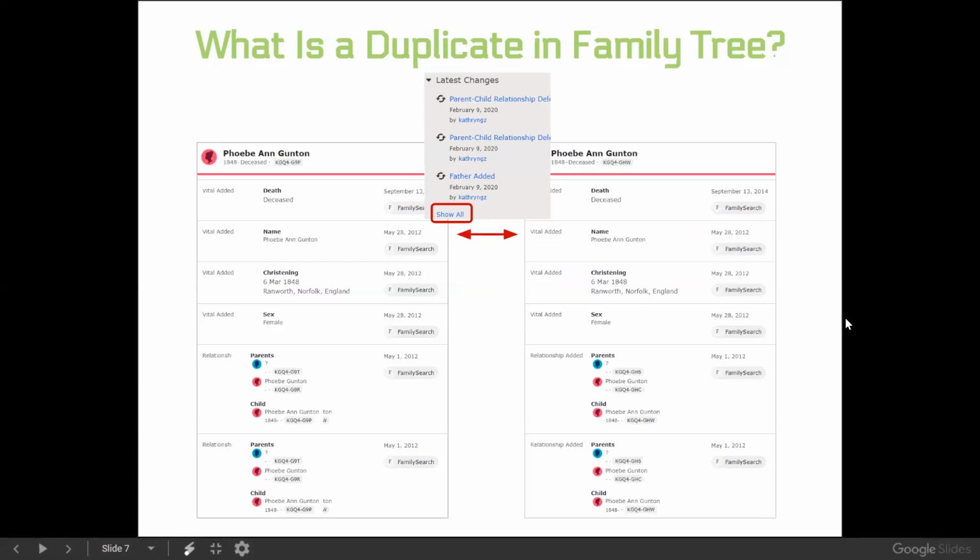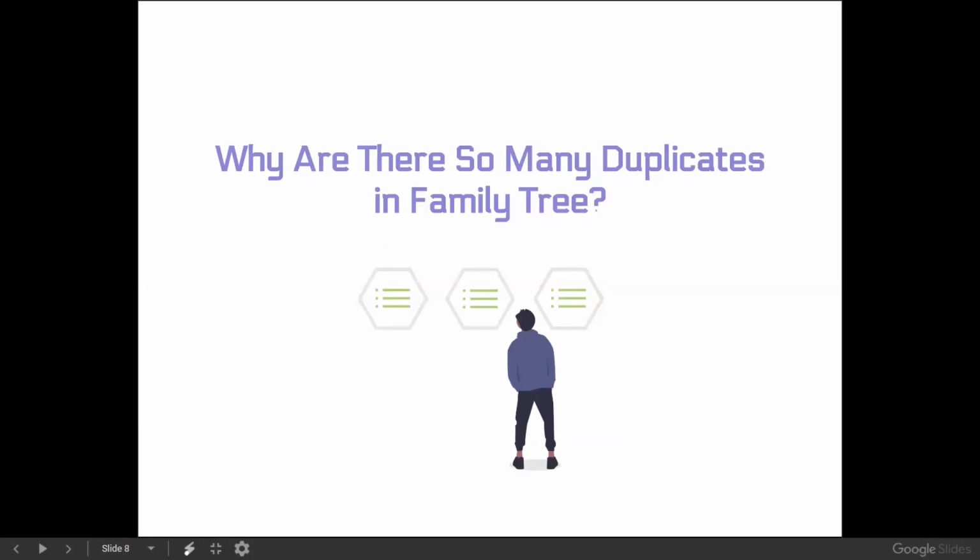And so this is a textbook example, right, of a duplicate. It's two records that are just so clearly meant to represent the same person. So that's what we mean when we talk about a duplicate in Family Tree. You might then be asking the question, how did we get so many? And there's a good explanation for that.